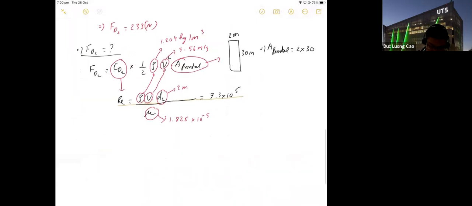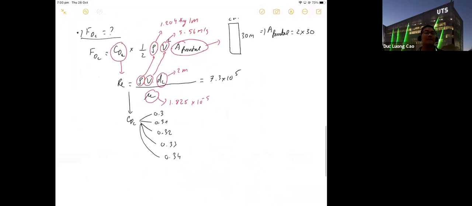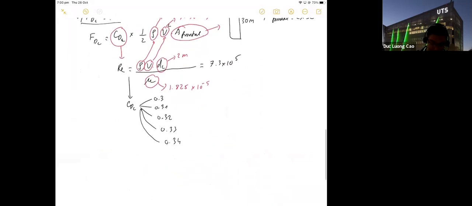So from this one, you have CDC of 0.30 or 0.31 or 0.32 or 0.33 or 0.34, that's okay, smaller than 10%. CDC doesn't matter. When you have CDC, you have FDC. FDC in this case, for the cylinder, is 356 Newton.